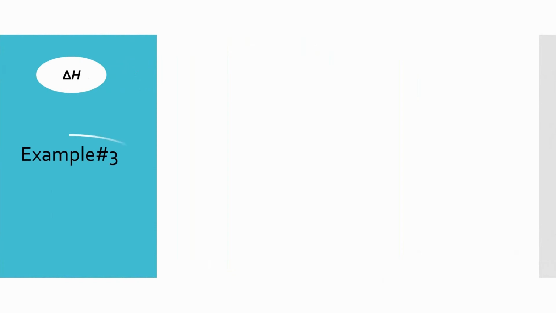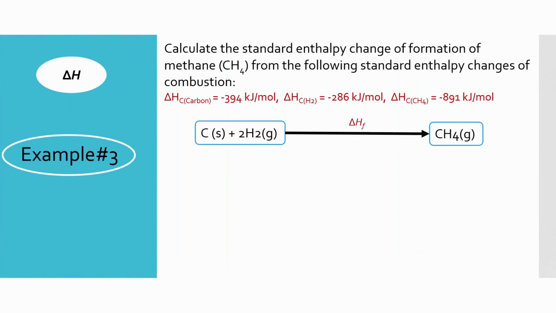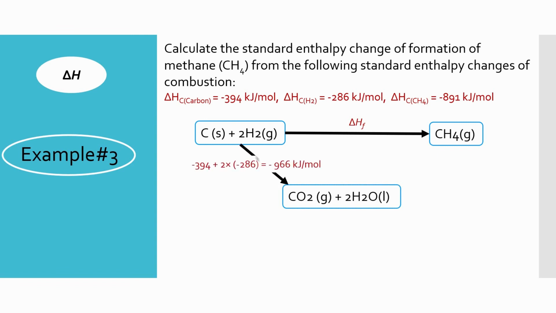This is the problem here: given the enthalpy change of combustion, but we have to calculate the enthalpy change of formation. So this is the formation of methane from carbon and hydrogen. From this one, the enthalpy change of formation is needed, but the data given is combustion. So we are making carbon dioxide from carbon and water from hydrogen. Here the enthalpy change is negative 966, and for the methane the combustion enthalpy is negative 891. So applying Hess's Law, in this case we get delta Hf plus negative 891 is equal to negative 966. So from here delta Hf is equal to 75 kilojoule per mole.